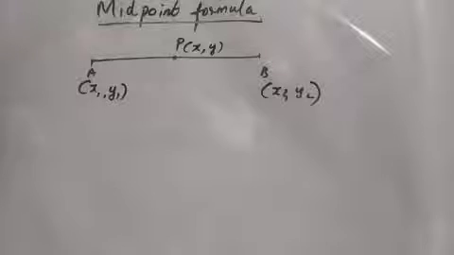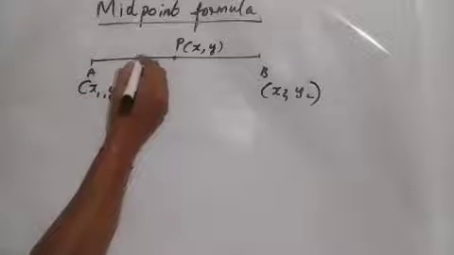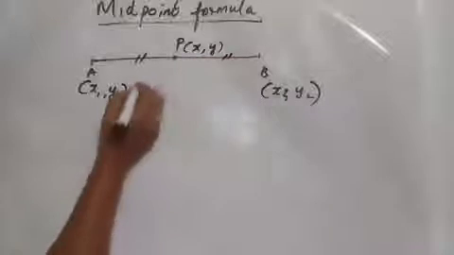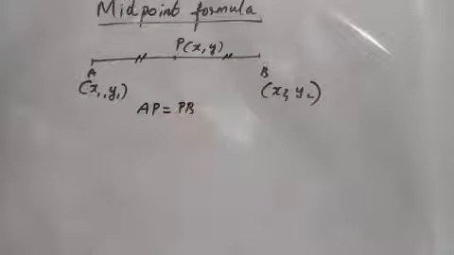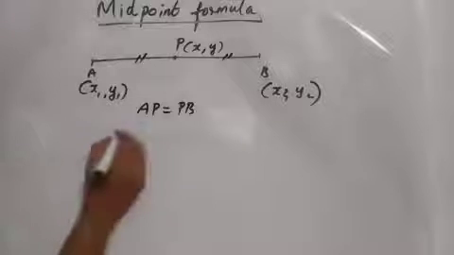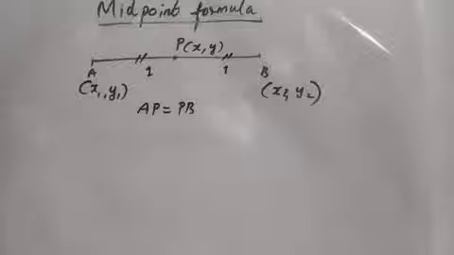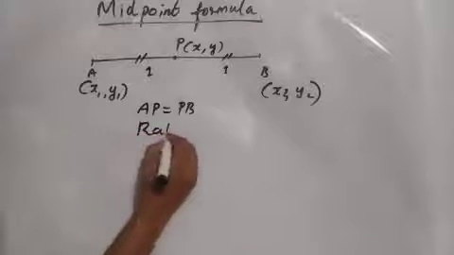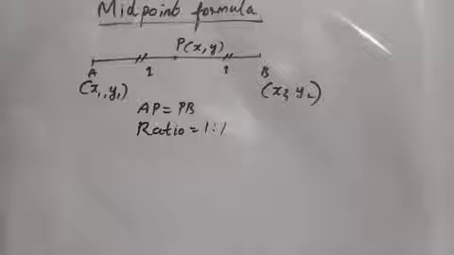If we know the ratio also, we can apply the section formula to find the midpoint. Can you say what is the ratio? If it is a midpoint, that means AP equals PB, no? AP is equal to PB. Since P is the midpoint, we can take the ratio as 1:1. So we can apply this ratio in the section formula.